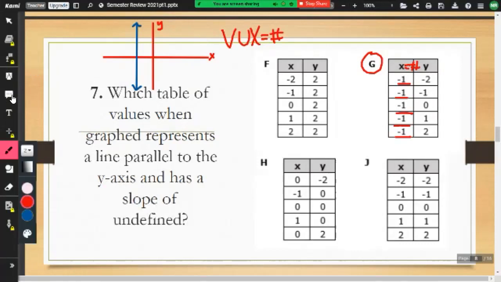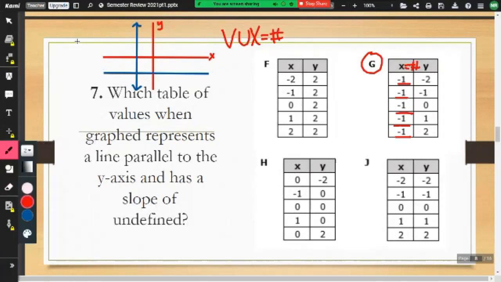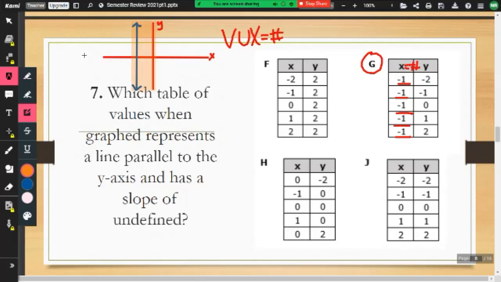Now, if it says perpendicular, which it has in the past, you would draw something perpendicular to the y-axis. This is my y-axis. Perpendicular means it creates a right angle, so it would be a horizontal. It'd once again go back to F. But you know, parallel lines are side by side. Here's my y-axis. There's my parallel line.